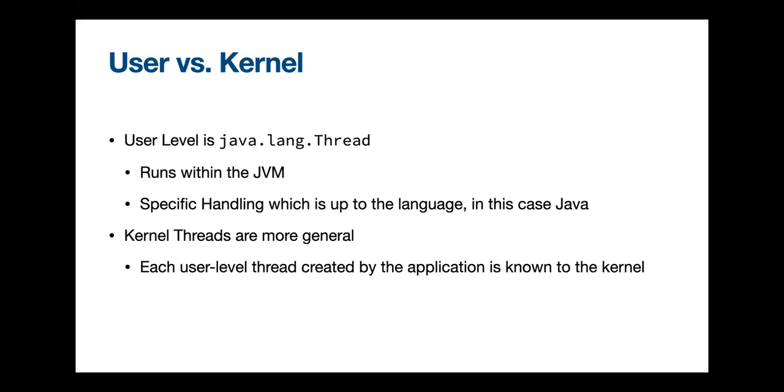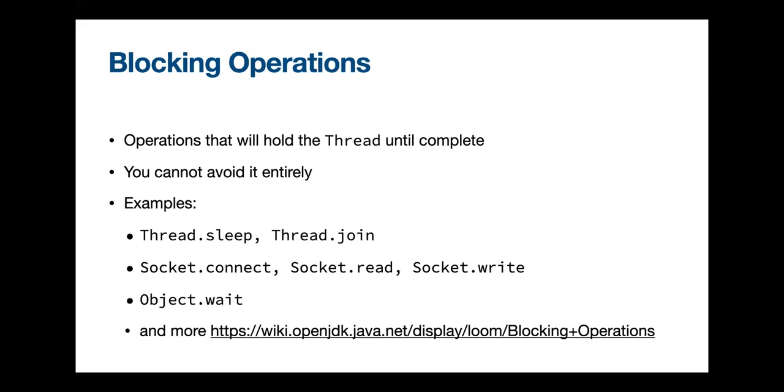Another term that you may hear about is the user space or the kernel space. User level is where the java.lang.Thread runs within the JVM. We're talking about the JVM space, our language space is what we're referring to. Specific handling, again, is up to the language, in our case Java or the JVM. Kernel threads are more general. They create memory in a general fashion. They don't know essentially how the language does things and how the language optimizes it, so it just tries to make a good guess. And so each user level thread created by the application is eventually going to be known to the kernel.